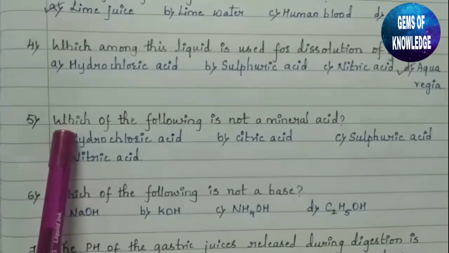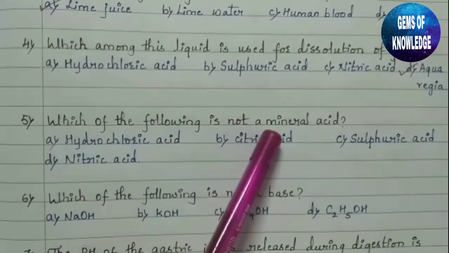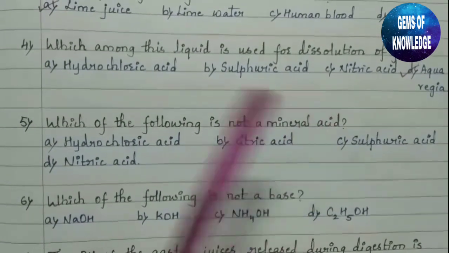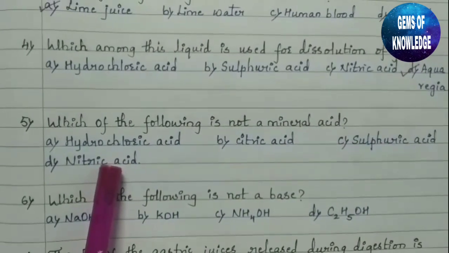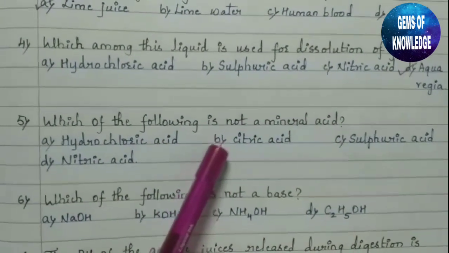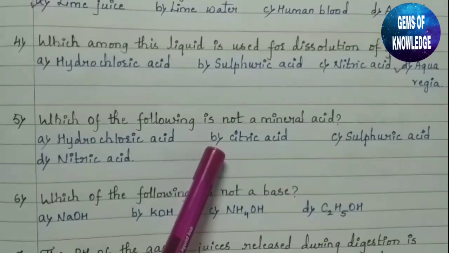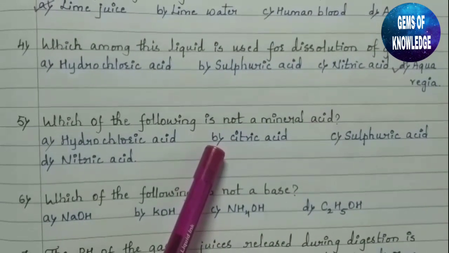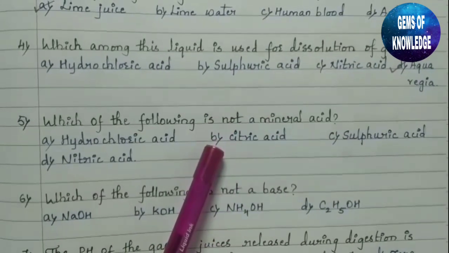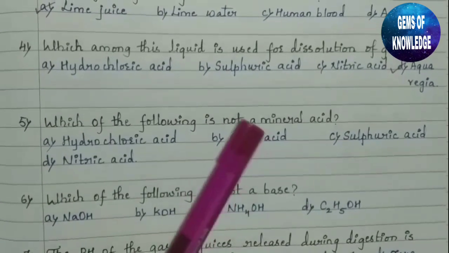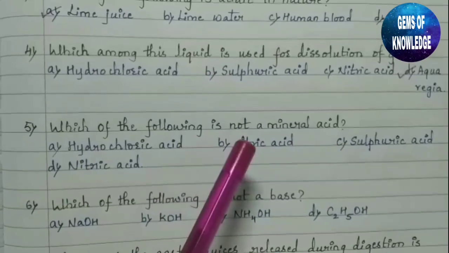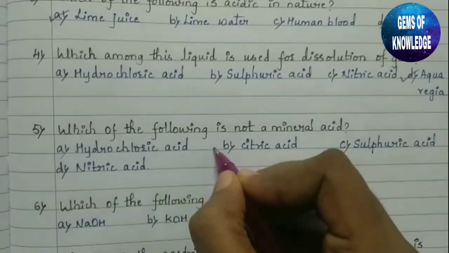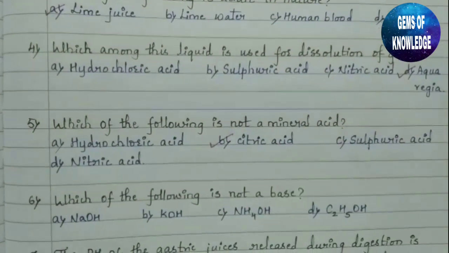Next, moving to the fifth one, which among the following is not a mineral acid? Here hydrochloric acid, sulfuric acid and nitric acid come under mineral acids, whereas citric acid is present in lemon juice. Lemon is an organic food material, so it comes under organic acid, not under mineral acid. So here the answer is citric acid.